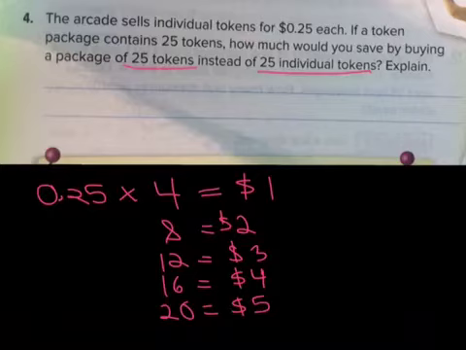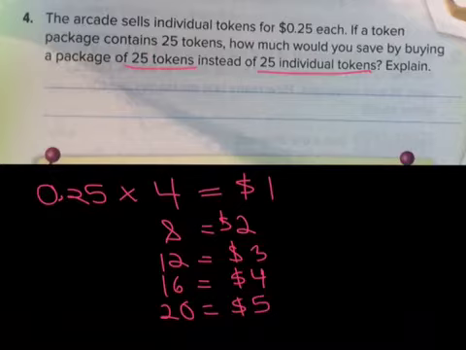So, at this rate, boys and girls, 25 cents each, I could only get 20 for $5. But we already know here that 25 tokens cost $5, right? When you go back up to our chart on number 1. So we get 5 tokens less. In order for us to get all 25, we'd have to buy another 5 at 25 cents each.